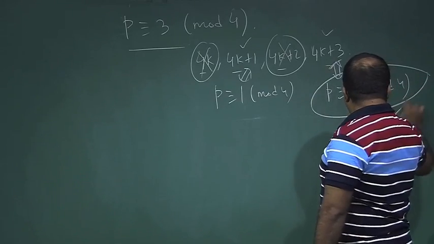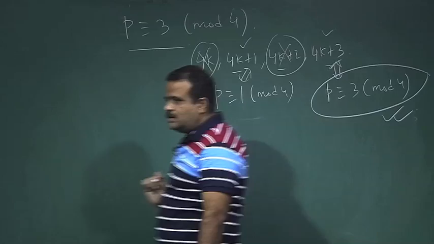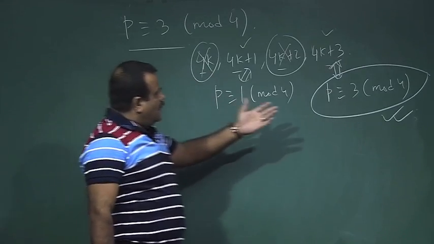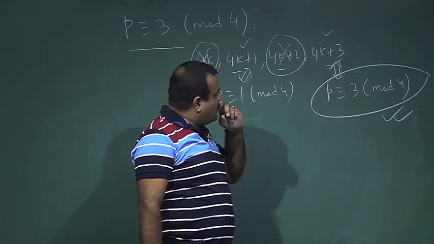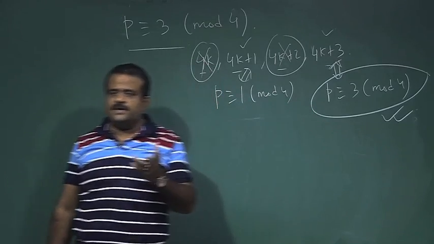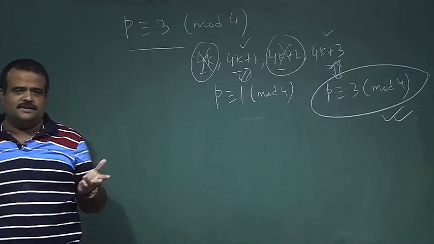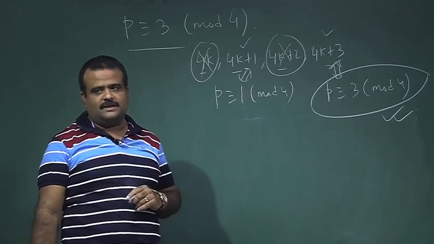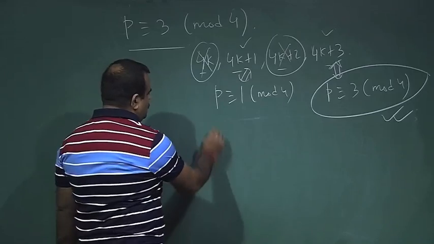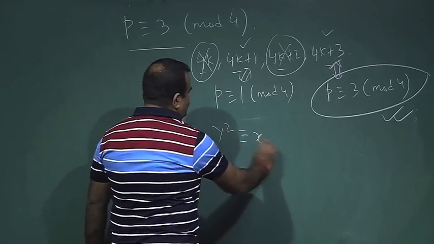So, we will basically consider this for our Rabin cryptosystem. Why? Because for this, getting the square root is easy. There is a deterministic polynomial time algorithm to find the square root. Suppose we have an equation like this, y square equal to x mod p.